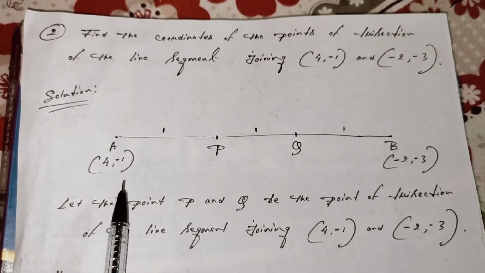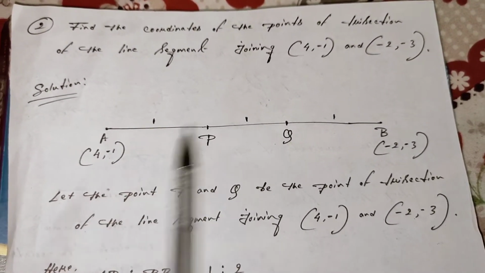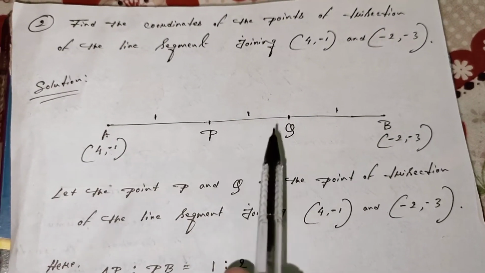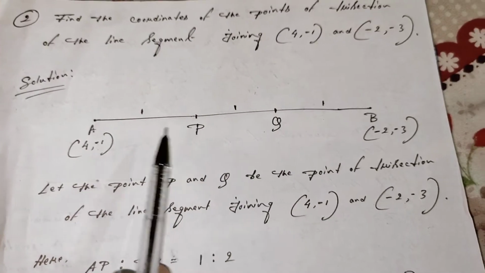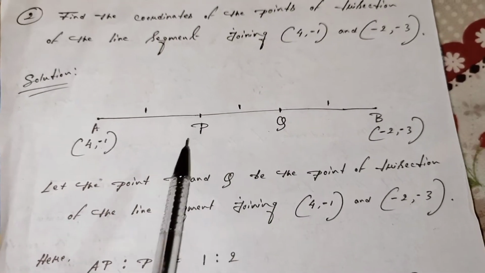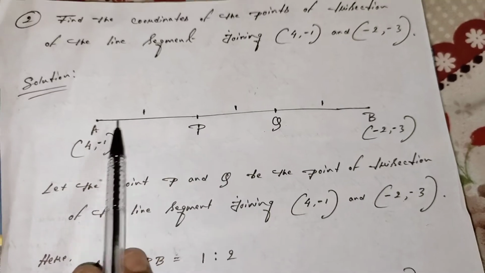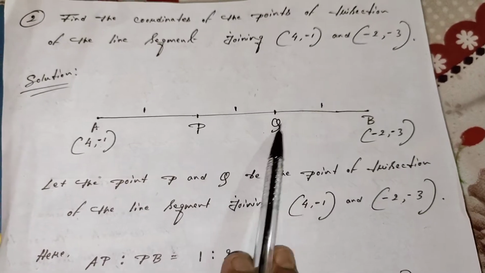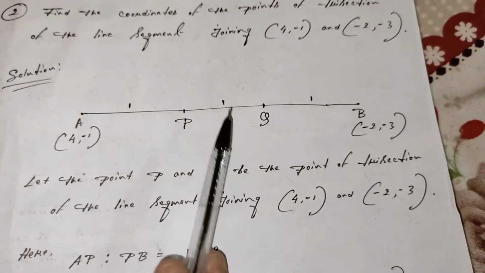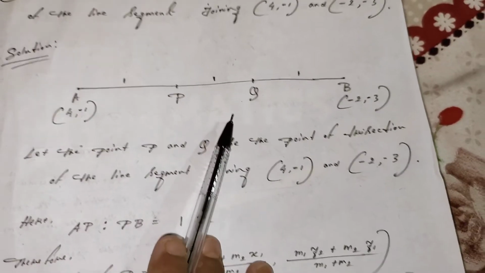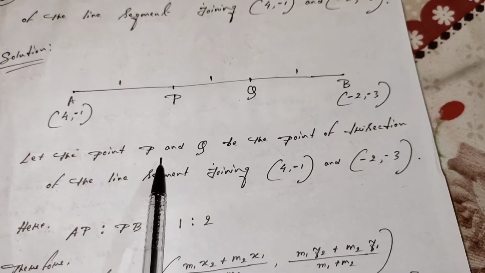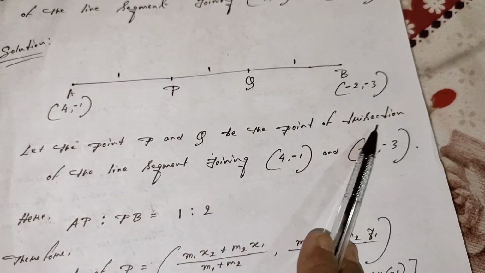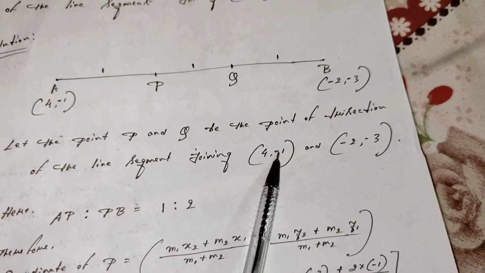Trisection means a line which has been divided into 3 equal parts, and bisect means something which gets divided into 2 equal parts. And this line has been trisected by points P and Q. So the distances AP, PQ and QB are all the same. Here we'll have to take the points P and Q to be the points of intersection of the line segment joining this and this.